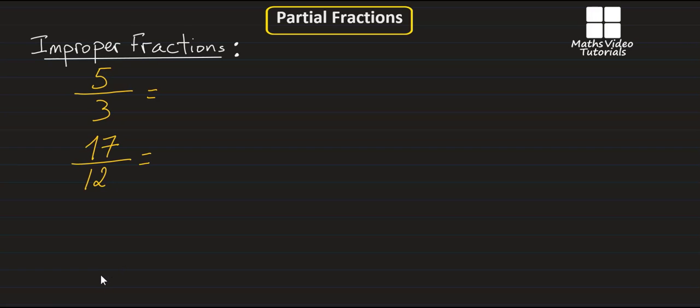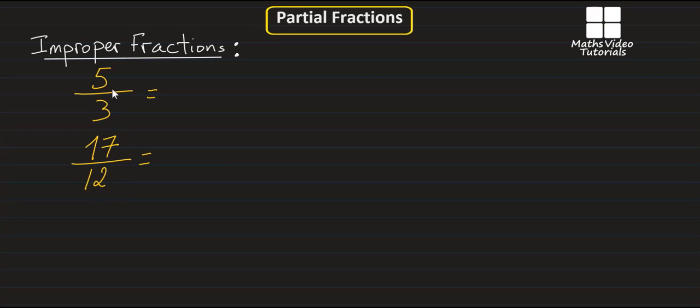Welcome to Maths video tutorials, and welcome to this tutorial in which we will be looking at improper algebraic fractions. Let's start with these numerical fractions. They are both improper fractions because the numerator is greater than the denominator. Same for this one. The numerator is greater than the denominator.